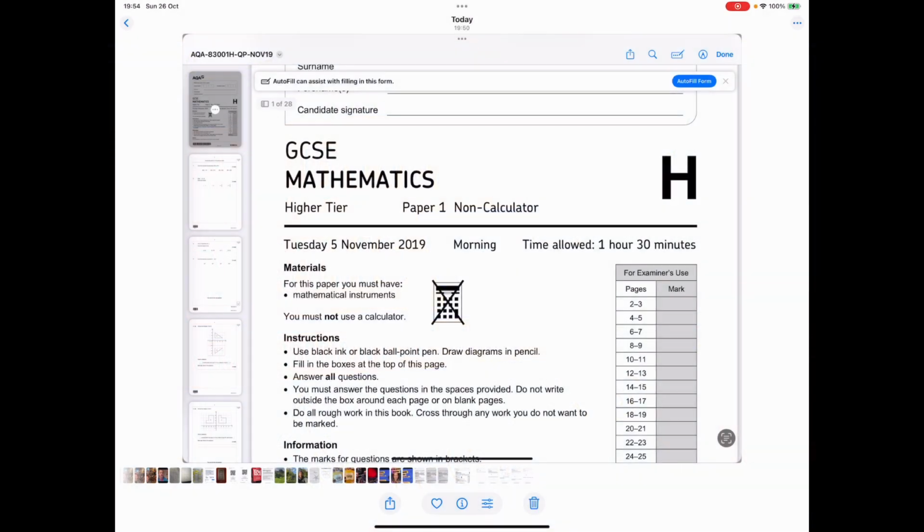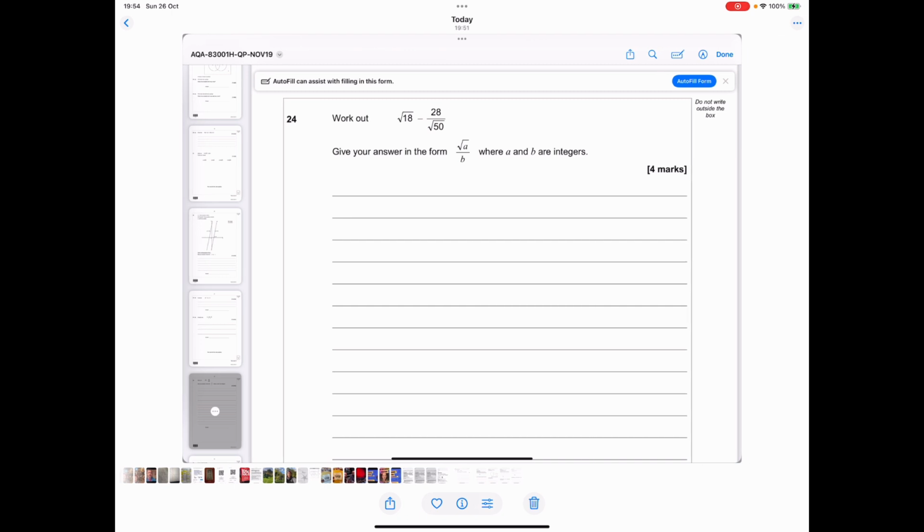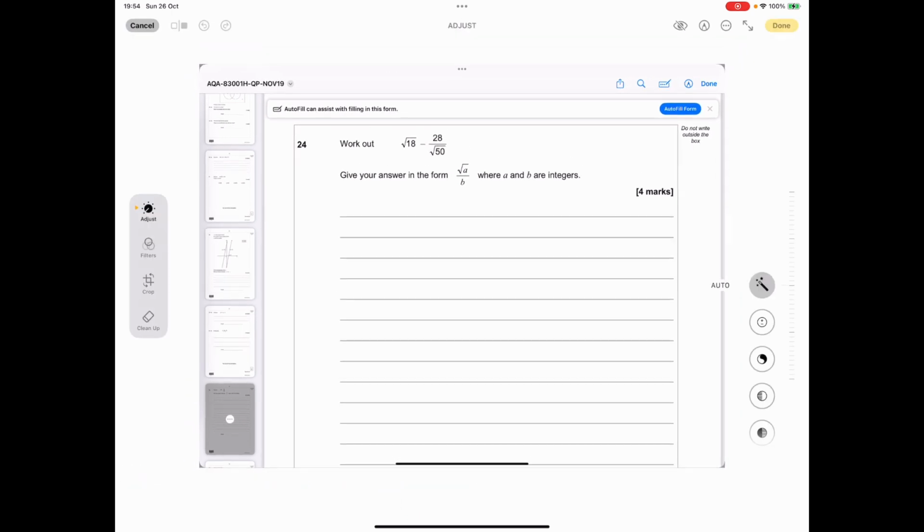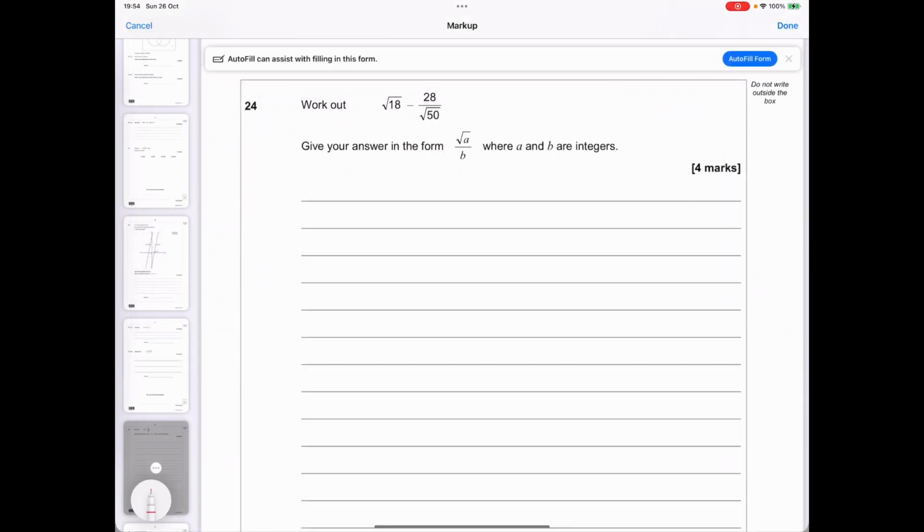Today we are doing an AQA GCSE paper from 2019, and we're going to start off with a surds question which looks like this. It says root 18 minus 28 over root 50, and you've got to give it in the form root a over b.